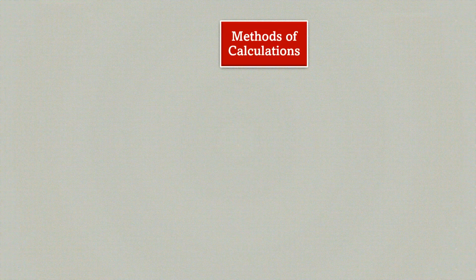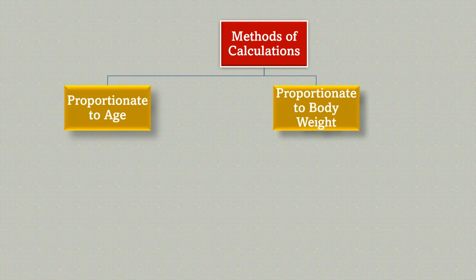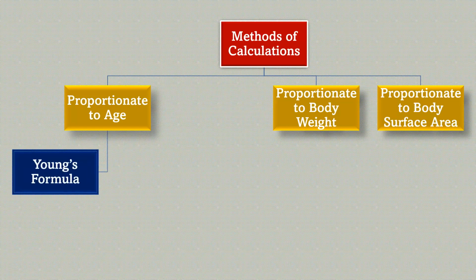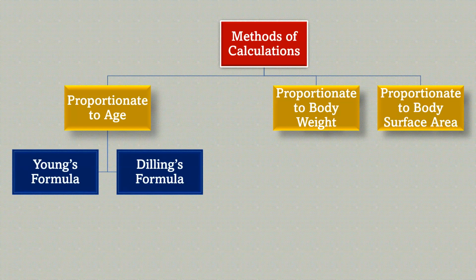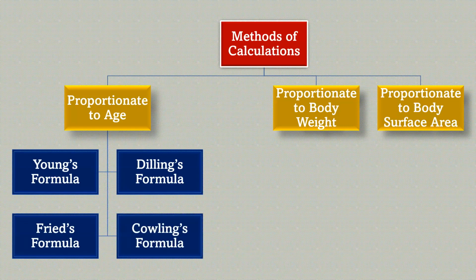So let us see which are the different methods of calculations. The first is according to the age, next is according to the body weight, and the third method is according to the body surface area. According to the age, there are four formulas used for calculation of dose of children. First is Young's formula, then Dilling's formula, then Fried's formula, and next is Cowling's formula. So these four formulas are used to calculate the dose according to the age.